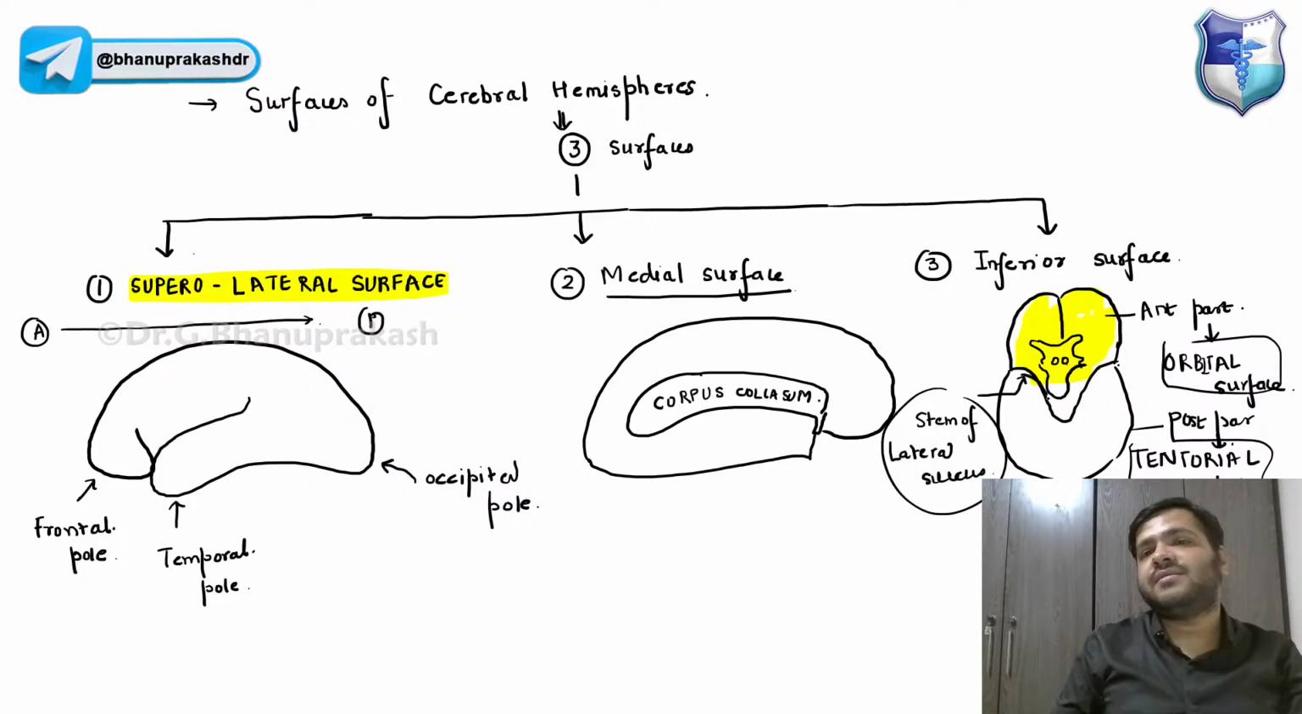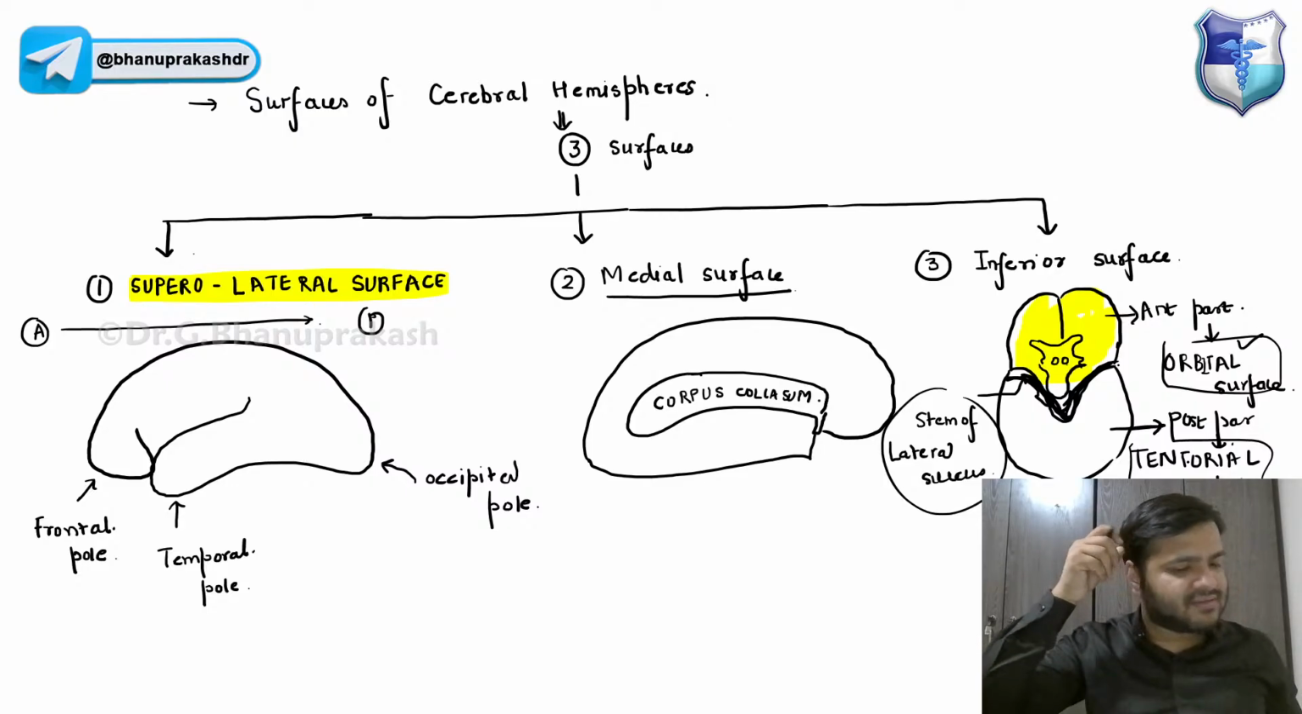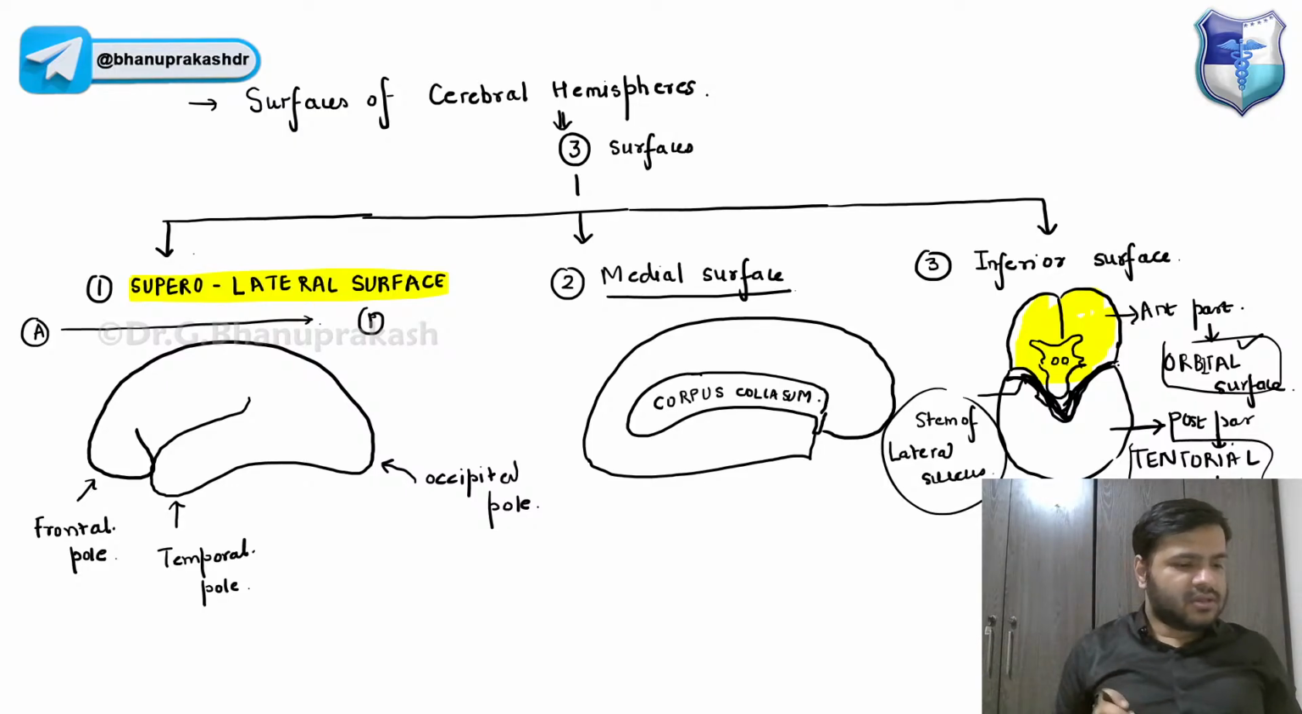So basically they both are divided on the basis of this lateral sulcus, right? So I hope this is clear guys. The anterior part is called the orbital surface, and the posterior part is called the tentorial surface, right? चलो इतना क्लियर हो गया?